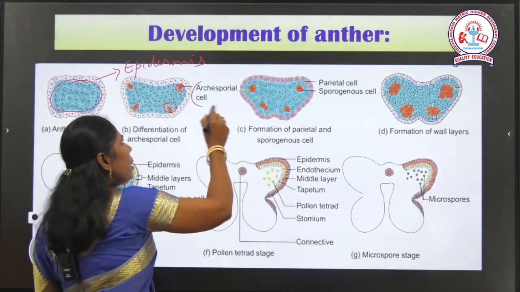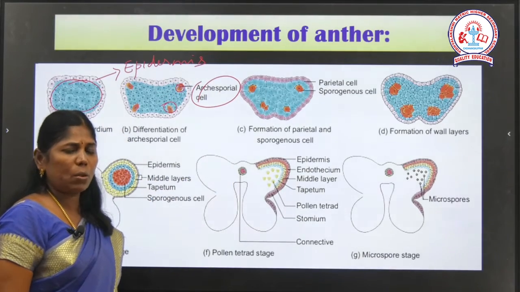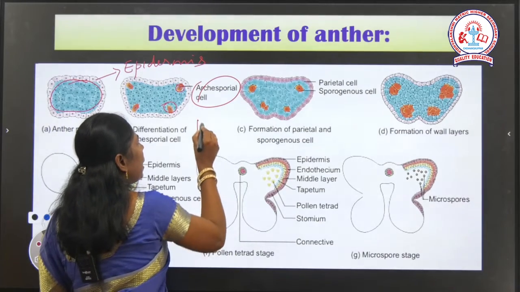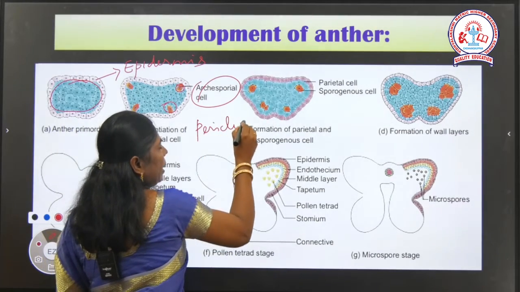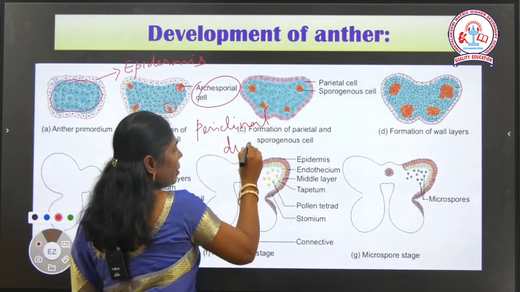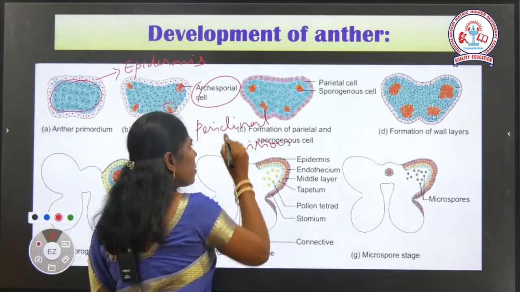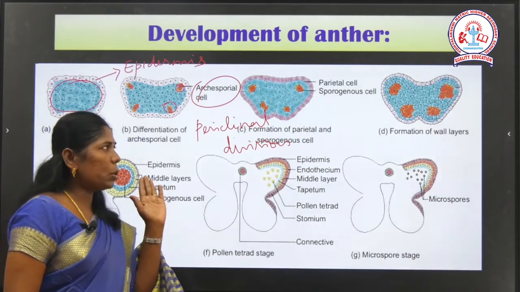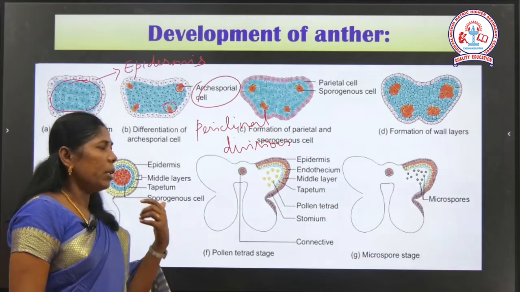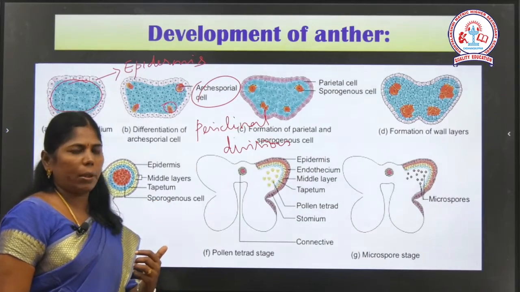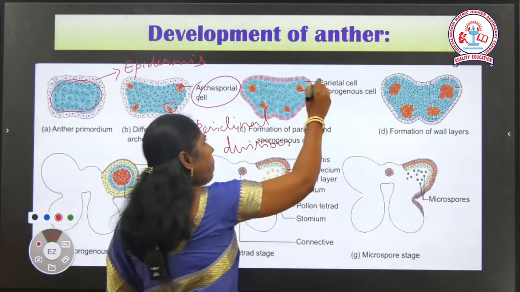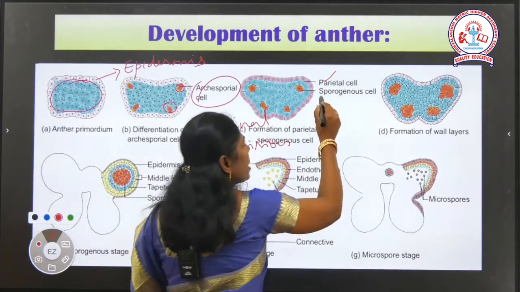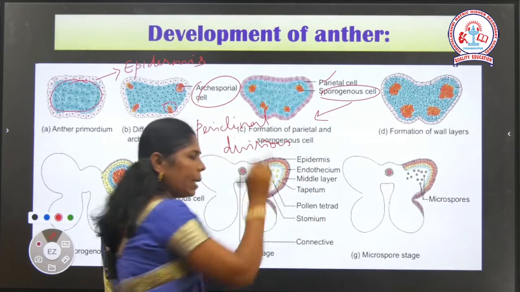The archesporial cells undergo divisions. What type of division occurs in the archesporial cells? It is periclinal division. As a result of periclinal division, two layers are formed: one towards the epidermis and another towards the sporogenous cells. The one towards the outside is the primary parietal layer, and the one towards the inner side is the primary sporogenous cells.